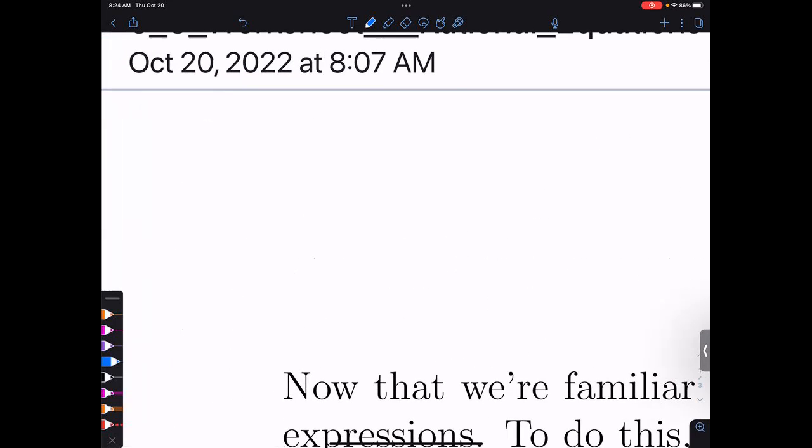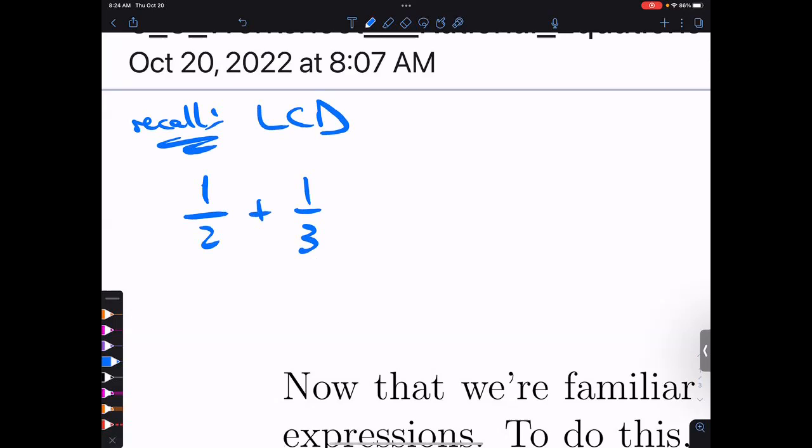So maybe recall finding a least common denominator. If you want to add a half and a third, what do you do? Make the denominators the same. The reason I can't just do it directly is that they're different kinds of things. I think about it as slices of pizza. This means you take the whole thing and cut it into 2 pieces and you take one of them. Here you cut it into 3 pieces and you take one of them.